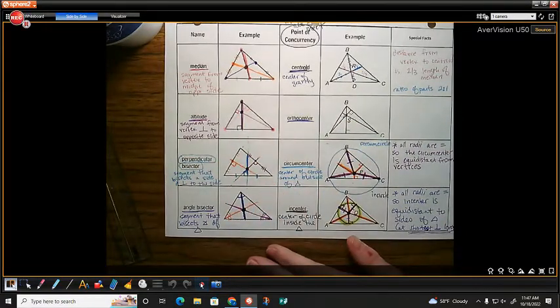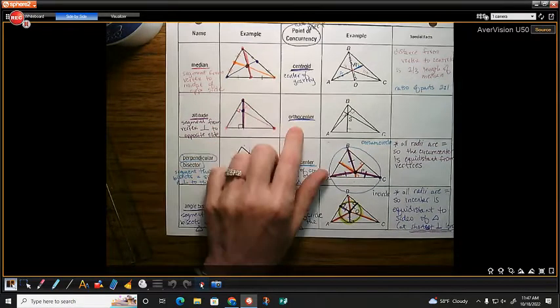Sadly, the orthocenter is not the center of a circle. You know why? Because ortho does not mean circle.